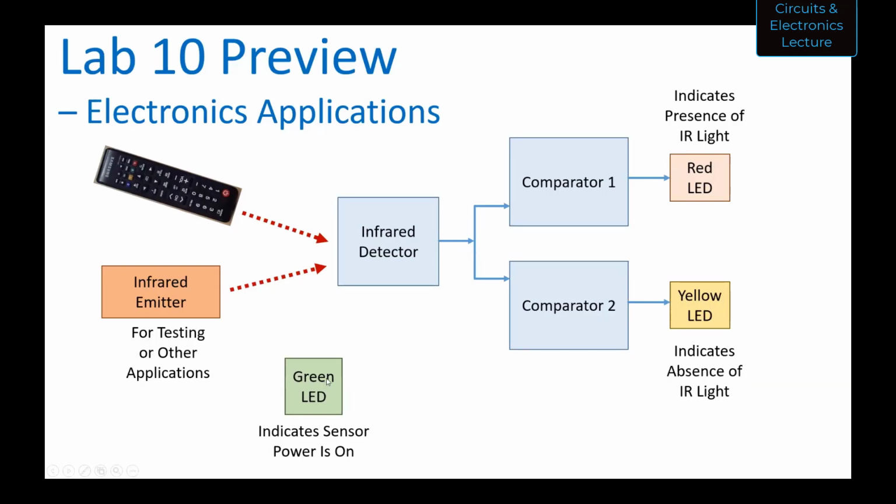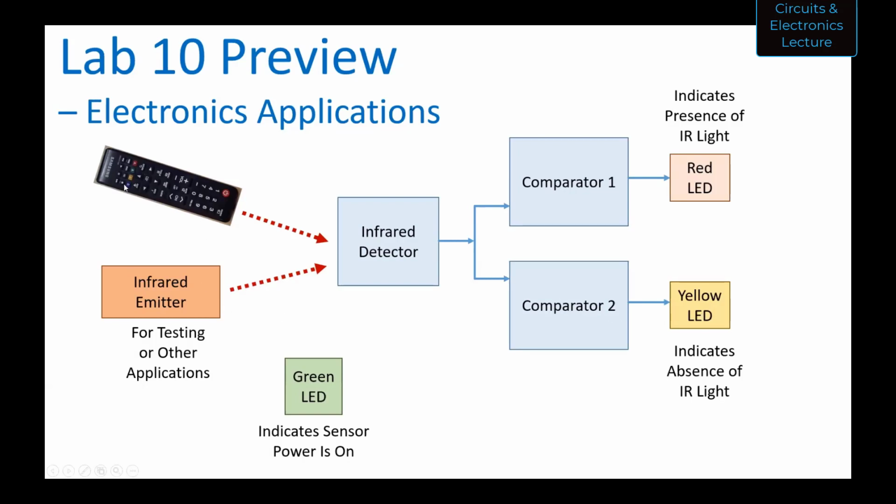There will be a green LED that's going to show you that the power is on. The LED tester, the infrared detector tester is on. And for testing purposes, and maybe for the security sensor application, you're also going to build this infrared emitter. So the infrared emitter, you're going to light that up in order to test the detector, and the red light over here should turn on. When you turn off the infrared emitter or point it away, then the yellow light should be on.